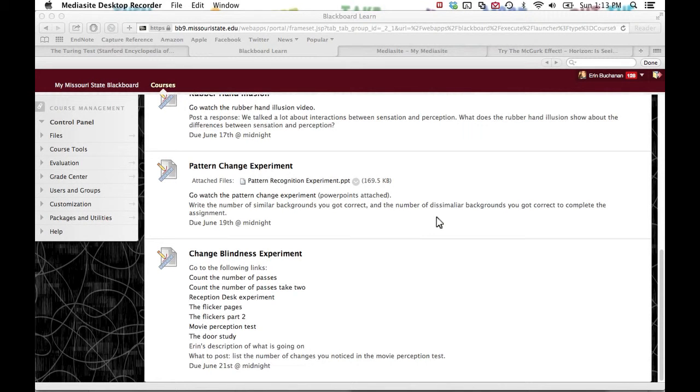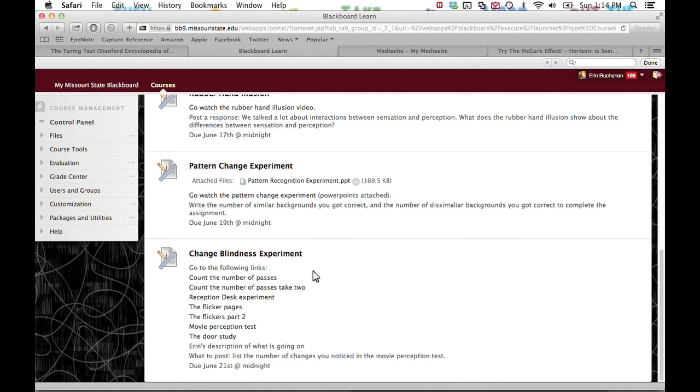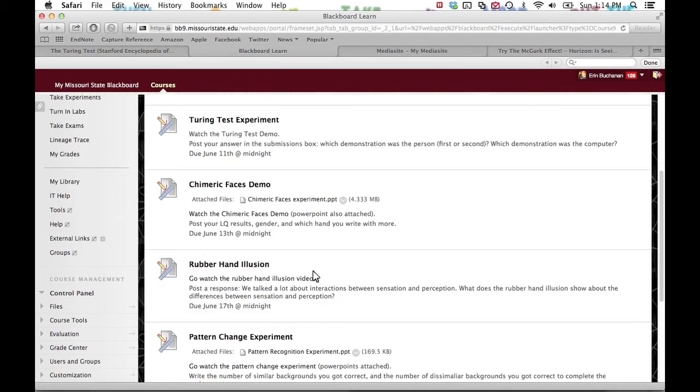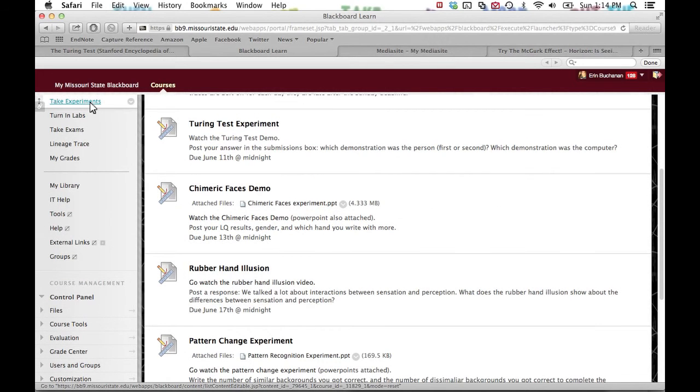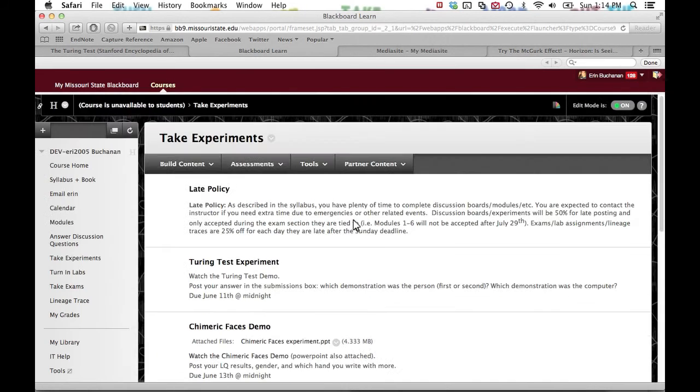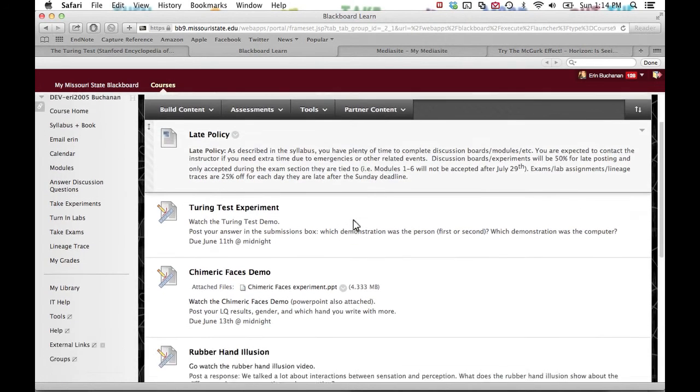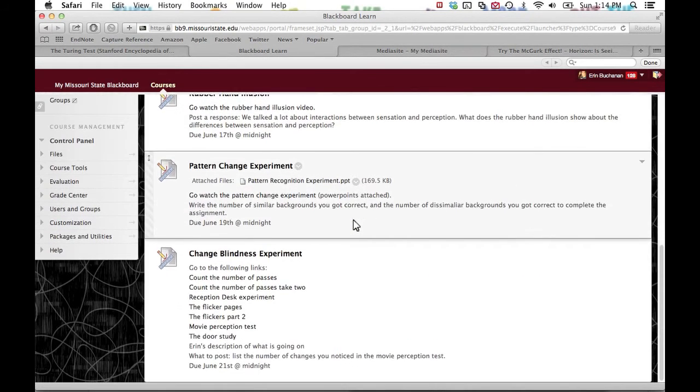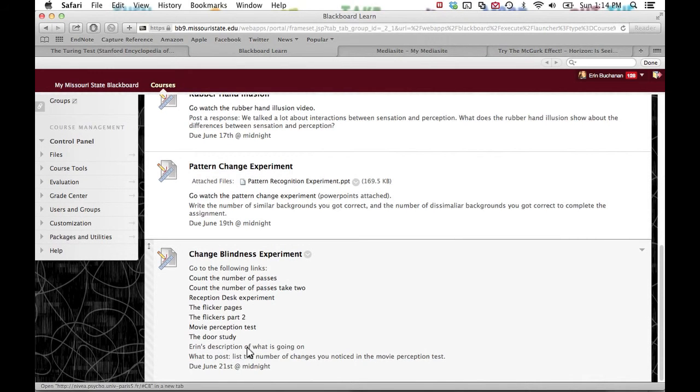Okay, so in this experiment, we're looking at change blindness. What you'll want to do is go to Blackboard and then click on Take Experiments here in the left-hand column, which will take you to the page where the experiment demos are. And the next thing I want to do is click on each one of these links in order.